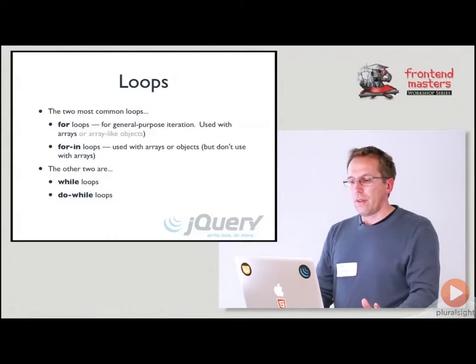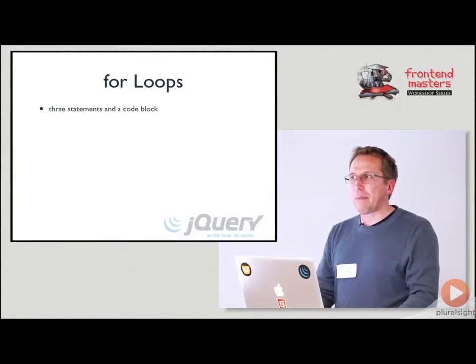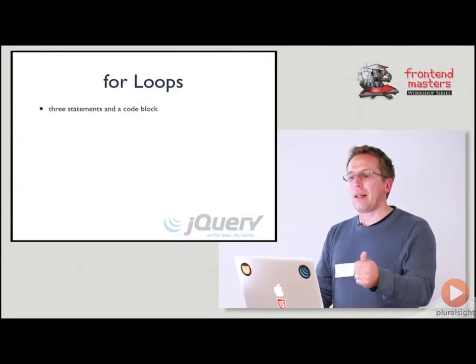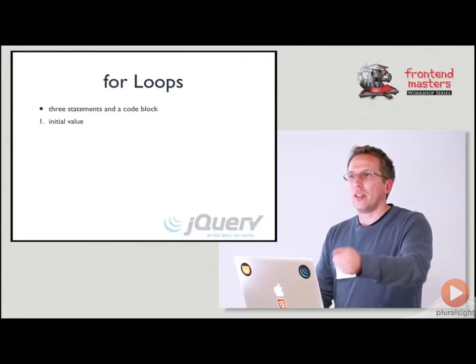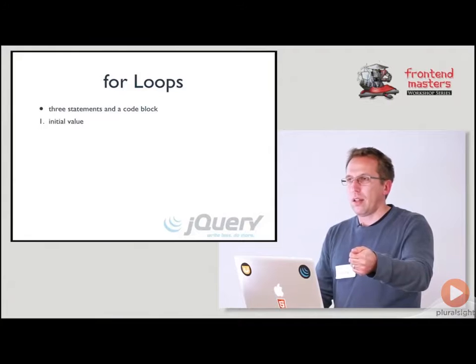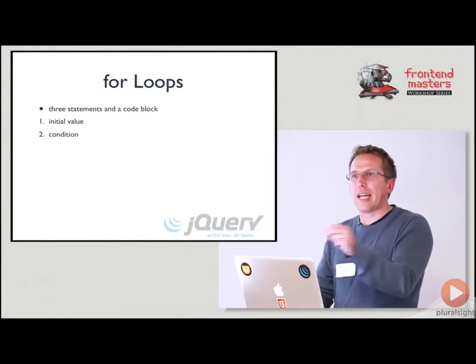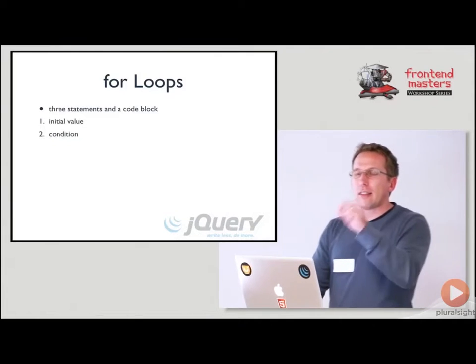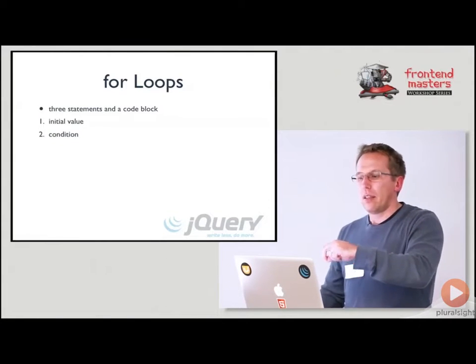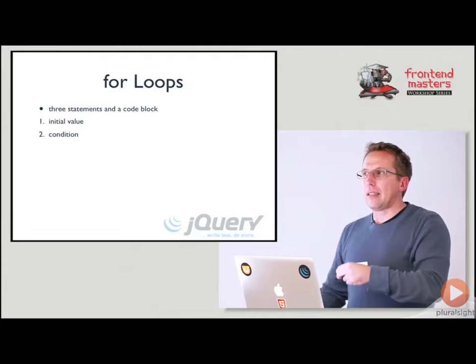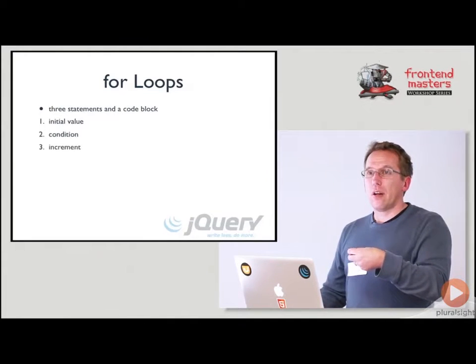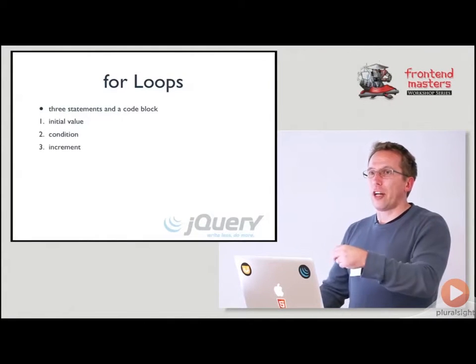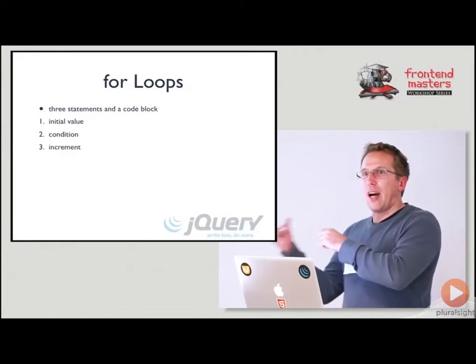Okay, a for loop has three statements and a code block, right? So this is what you get. The first statement is the initial value, what you're going to start with. The second one is the condition that you're testing against. So I'm going to keep doing the same thing as long as this condition is met. And the third thing is your incrementer, what you're going to do each time.